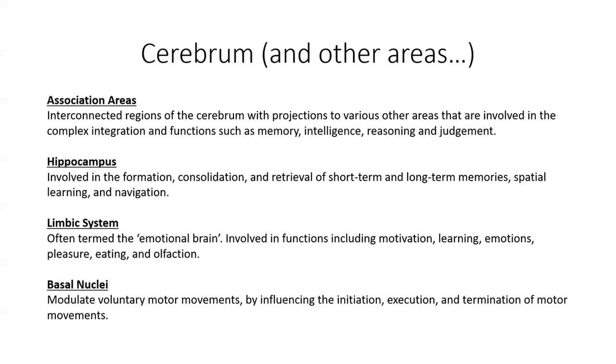The hippocampus, we've mentioned, is involved in the formation, consolidation, and retrieval of short and long-term memories and spatial learning and navigation. The limbic system is often termed the emotional brain and is involved in functions including motivation, learning, emotions, pleasure, eating, and olfaction. And lastly, our basal nuclei, which have been known as our basal ganglia, modulate voluntary motor movements by influencing the initiation, execution, and termination of motor movements.